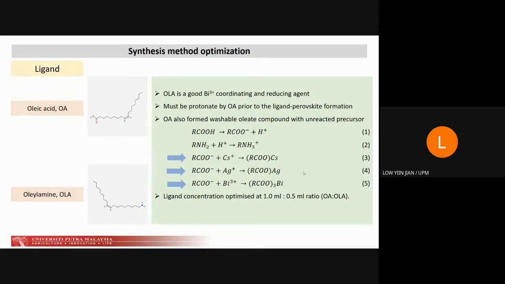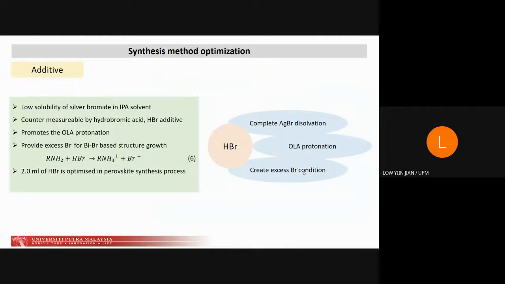And hence, the OA to OLA ratio is optimized at 2:1 in the microwave-assisted solvothermal method for the synthesis of the Cs-Bi-Br-based double perovskite. Not only the double perovskite, but the single perovskite as well, after the justification through the XRD measurement.